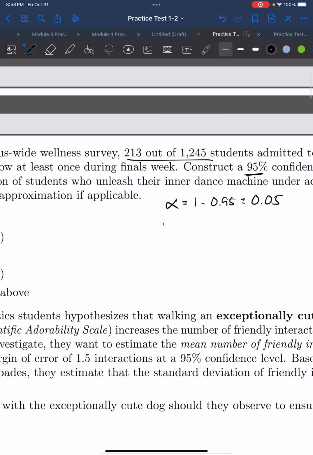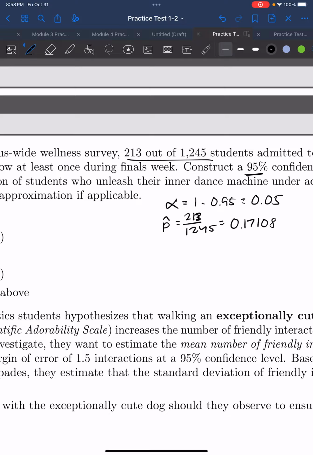So our p-hat is 213 over 1,245, and that should be 0.17108. Now we can construct our confidence interval.